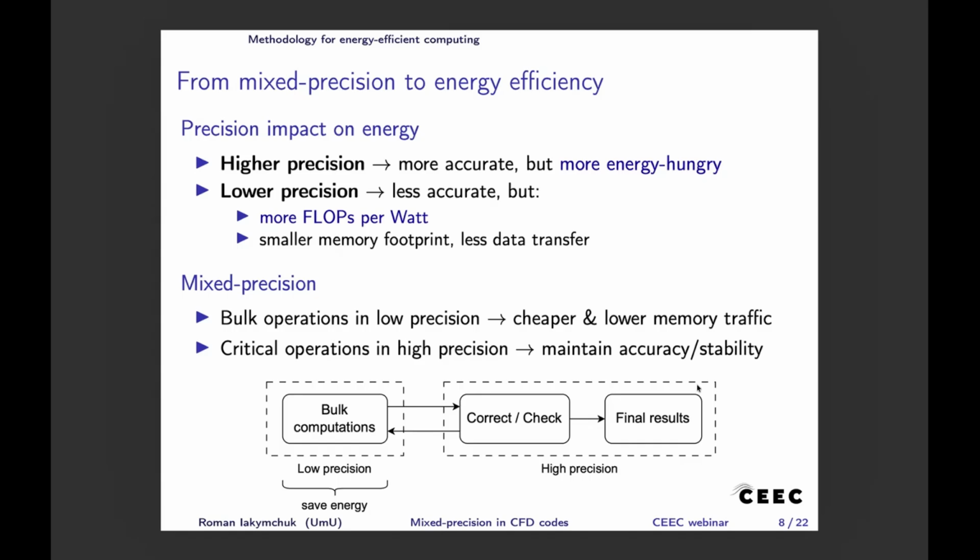more flops per watt. There is another metric, more instructions per watt, or more bytes per watt, something like that. And we will have a smaller memory footprint and less data transfer. So that's the idea, and the methodology is that we look at bulk computations, try to enable lower precision, and then we do correction in higher precision in the final result.